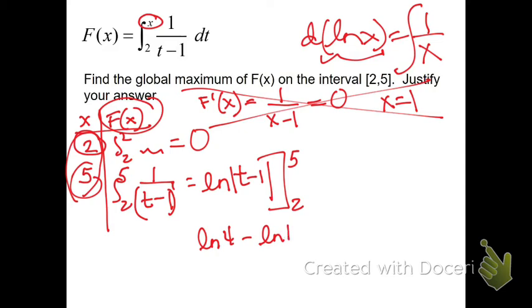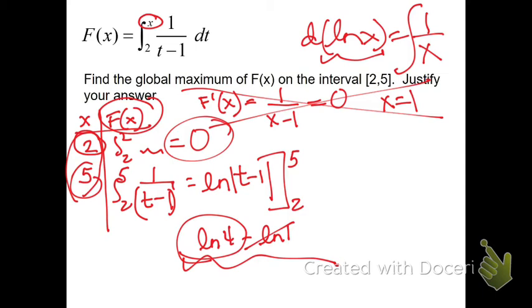Okay, the natural log of 1 is 0. Not that it really matters, because in the end, it wouldn't have even mattered if you fully simplified this. We know that this is a positive number. I don't know what it is, but it's a positive number, and this is 0. So the maximum occurs at 5.